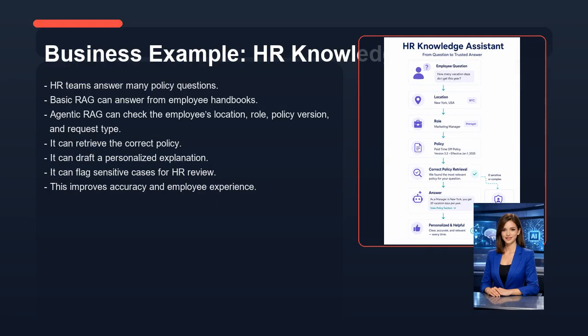Now let's look at a business example, HR knowledge assistant. HR teams answer many policy questions. Basic RAG can answer from employee handbooks. Agentic RAG can check the employee's location, role, policy version, and request type. It can retrieve the correct policy. It can draft a personalized explanation. It can flag sensitive cases for HR review. This improves accuracy and employee experience.